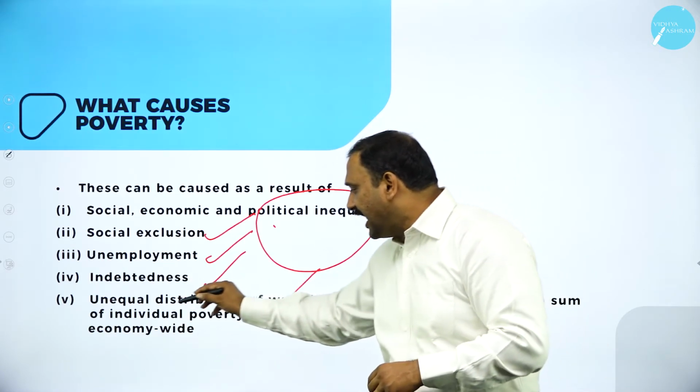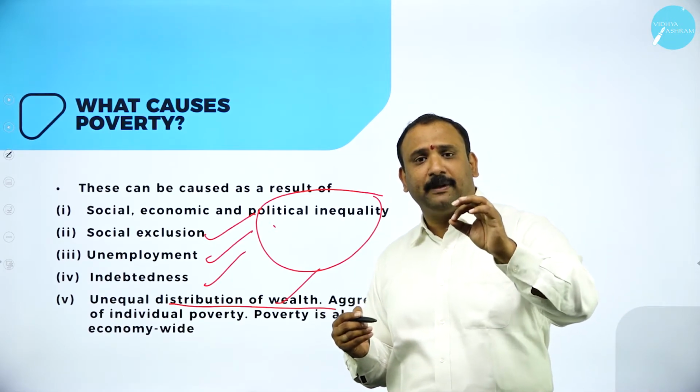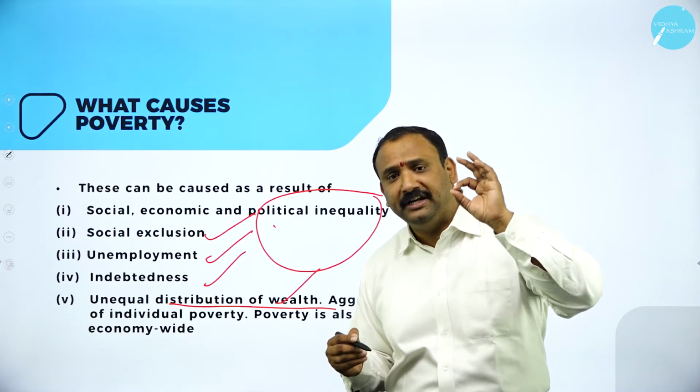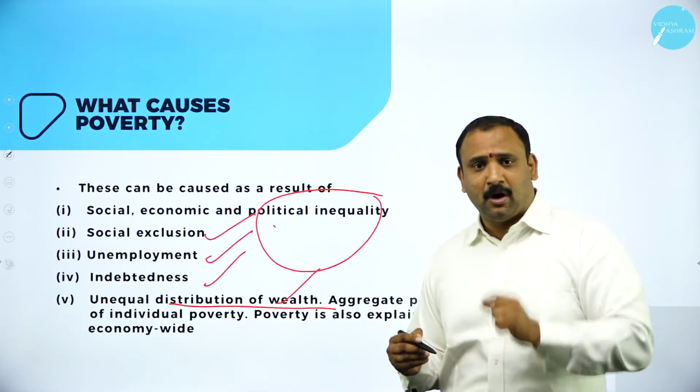Last but not the least, the unequal distribution of wealth. 20% of India's population is controlling 80% of India's wealth, and that's a hard-driven fact, a truth. But that is the problem in India.